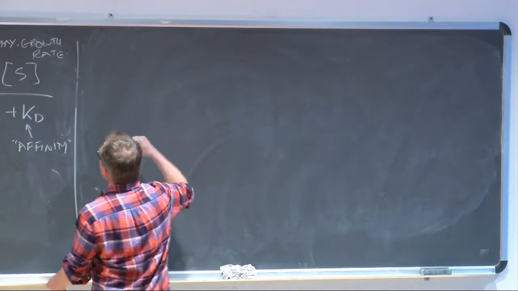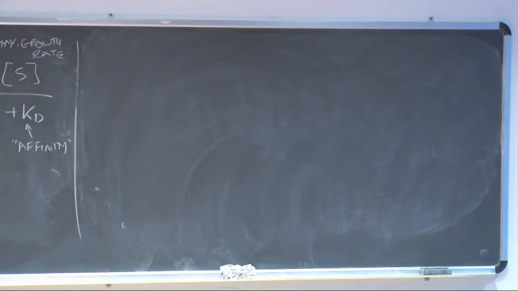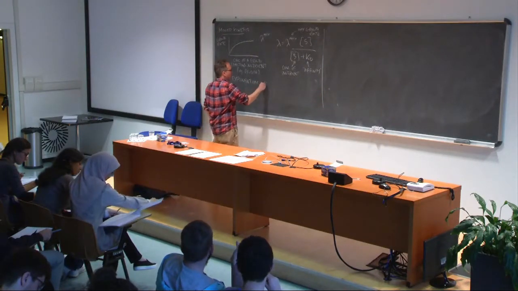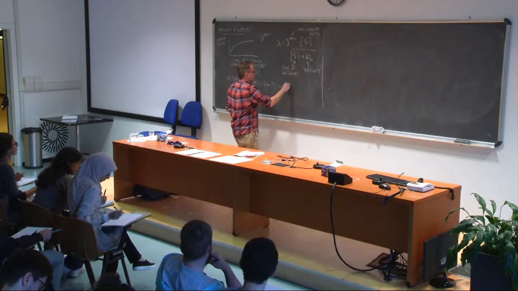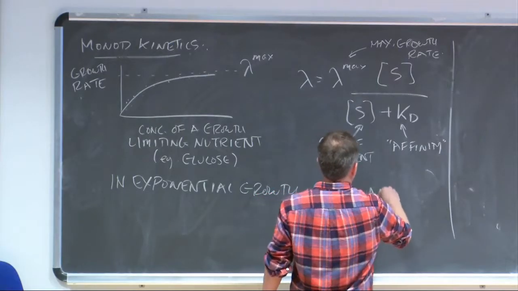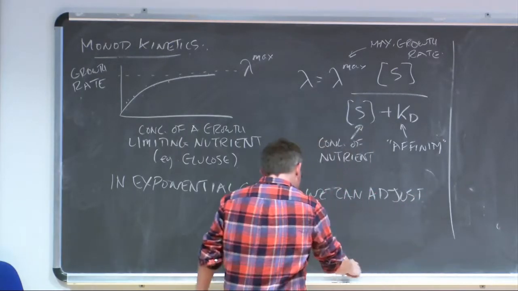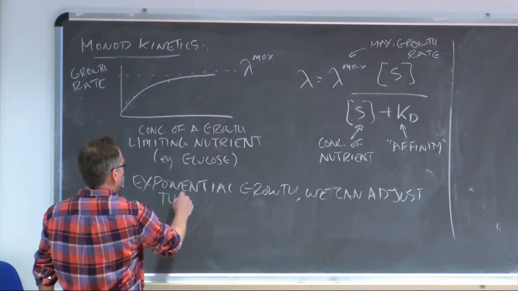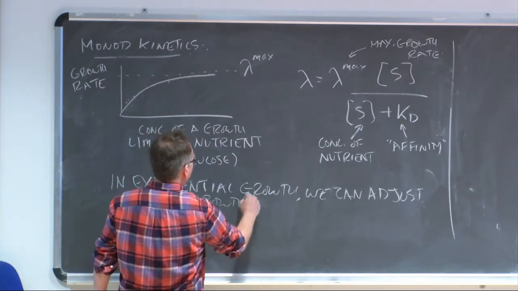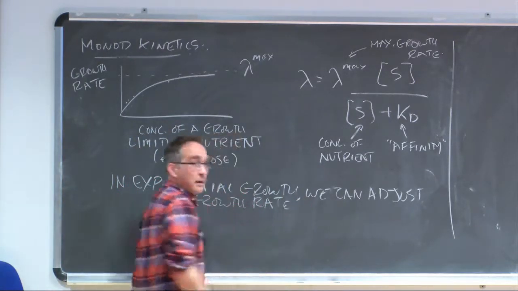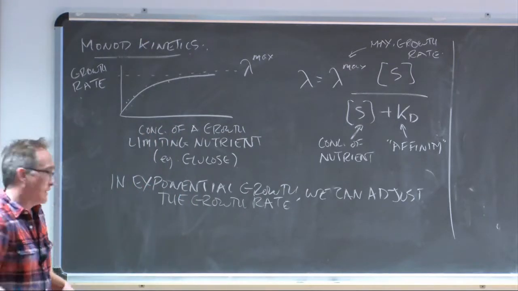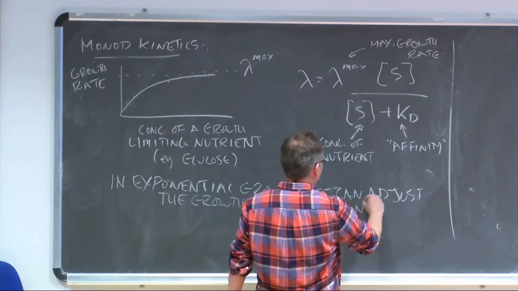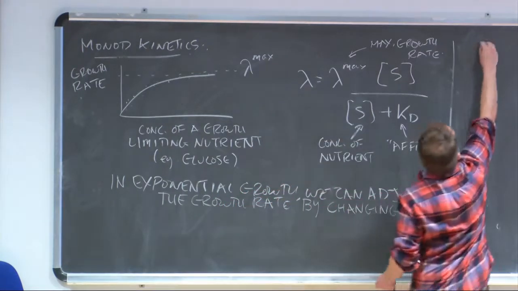But in exponential growth, we can adjust the growth rate by adjusting or changing what we feed the bacteria, by changing the nutrient source.